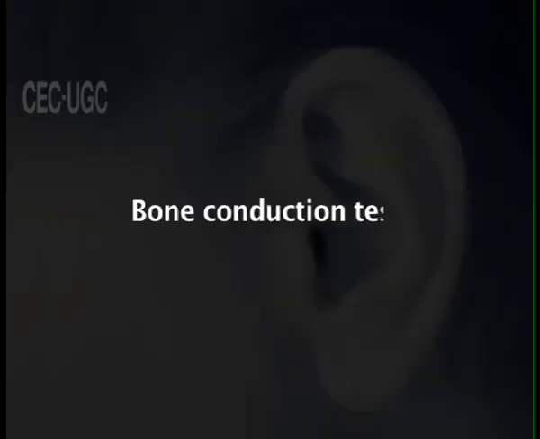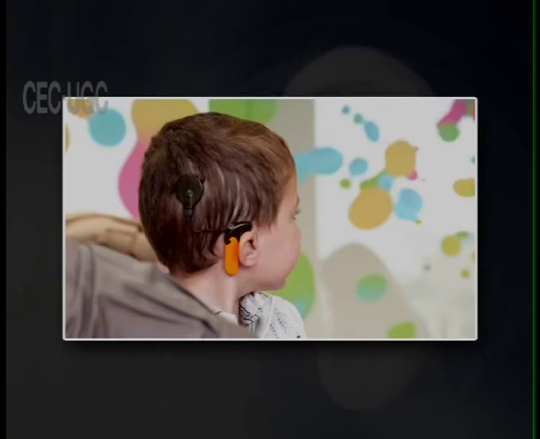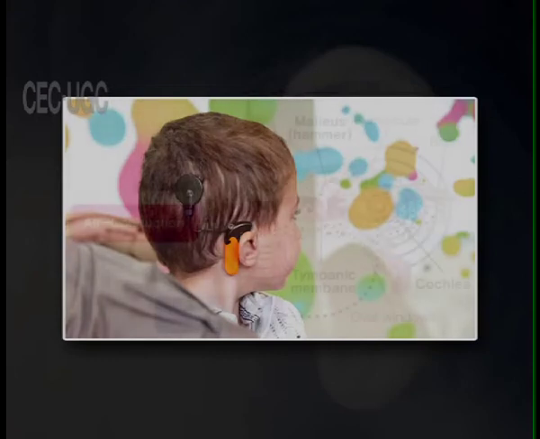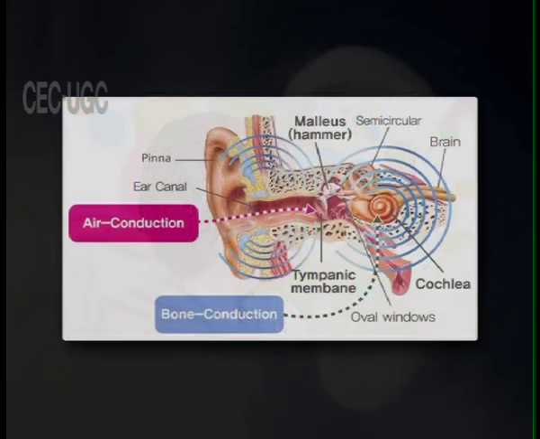If there is a hearing loss, the bone conduction test can help determine whether the problem is in the outer, middle or inner ear. A small vibrator is placed on the skull bone directly behind the ear. When the sound is transmitted through this device, it bypasses the outer and middle ear and delivers the sound vibrations directly into the inner ear.